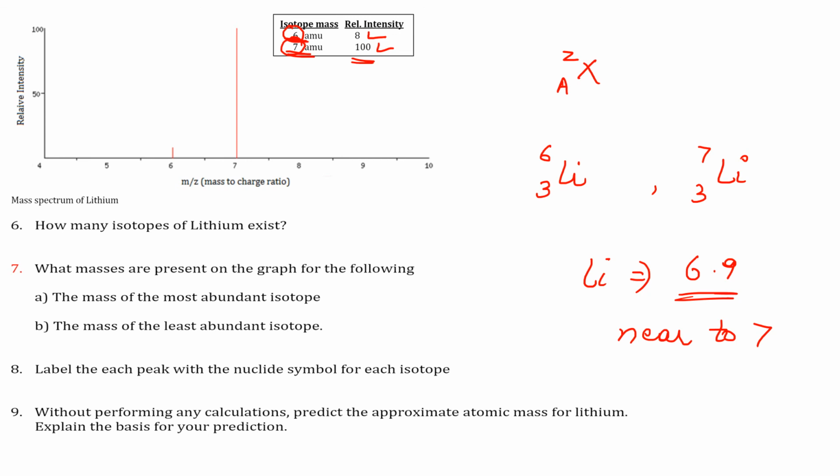From this information, you can also calculate the average atomic mass. Just keep one thing in mind: you have to calculate it like 6 multiplied by 8 plus 7 multiplied by 100, divided by 100 plus 8, because here the values are not given as percentage abundance. So we add up 100 plus 8, and from this you can find the average atomic mass, and you would see that it is near 6.9.